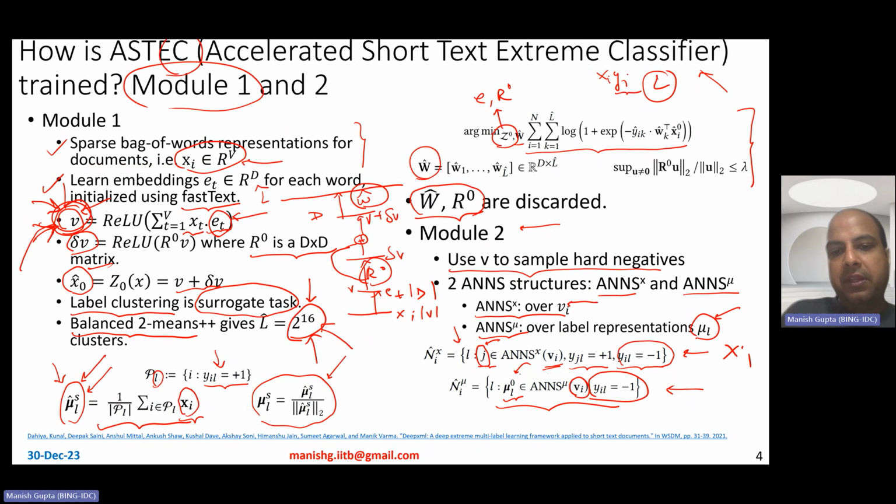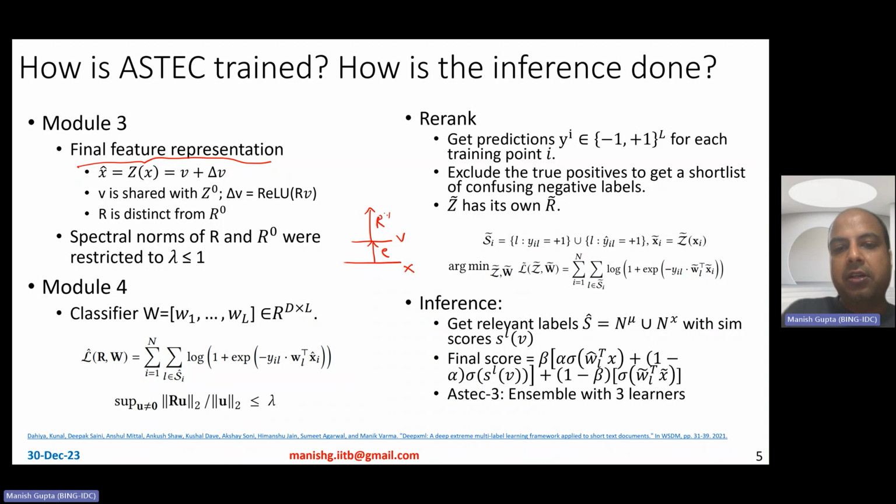And then once you get your V, you learn a new matrix R, which is D cross D, so as to get a representation delta V this time. Then you take both your V and your delta V, and pass them to the entire label space. This matrix that you learn is going to be your actual W. Now notice what transfer learning you have done. You transfer learned E from module 1, so in some ways you transfer learned V, but you computed your own delta V by bringing in your new matrix R.